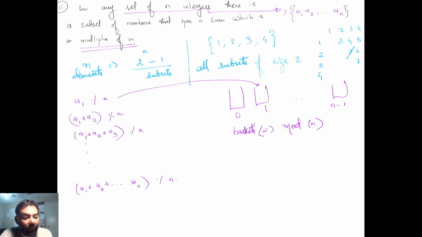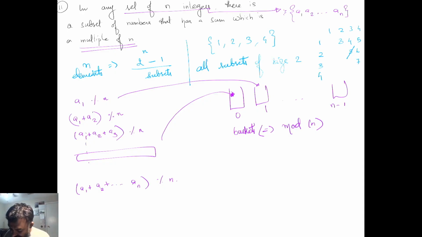If there is any one of these elements which actually falls inside bucket 0, then that subset is enough. That sum is perfect because its modulo n is 0, which means it's basically a multiple of n. So if any one of these n numbers falls inside bucket 0, then the problem is trivial. It is straightforwardly solved. If it doesn't, then what is the meaning?